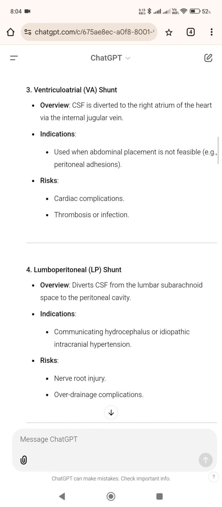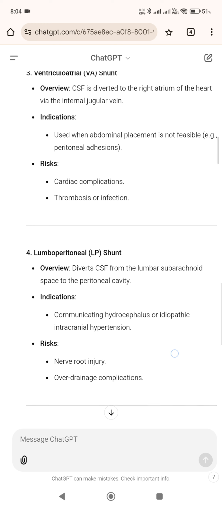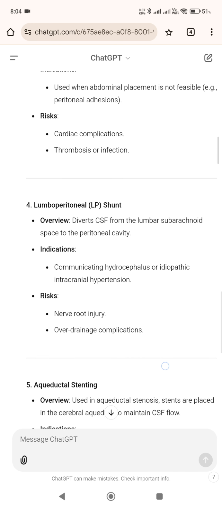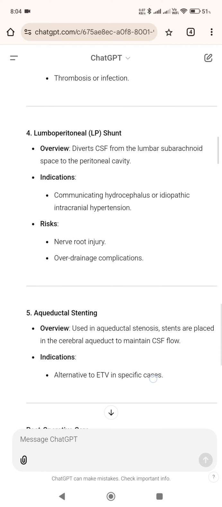3. Ventriculoatrial shunt. Overview. CSF is diverted to the right atrium of the heart via the internal jugular vein. Indications. Used when abdominal placement is not feasible, e.g., peritoneal adhesions. Risks. Cardiac complications, thrombosis, or infection.